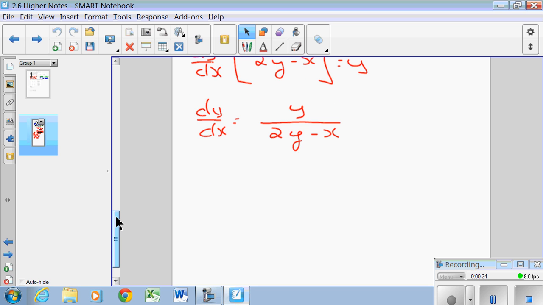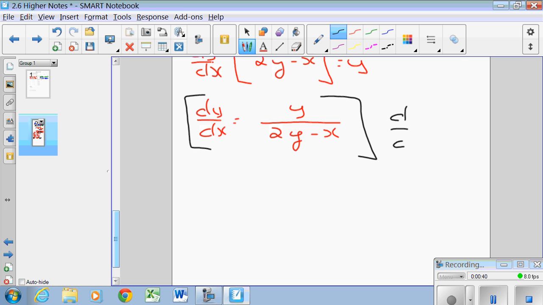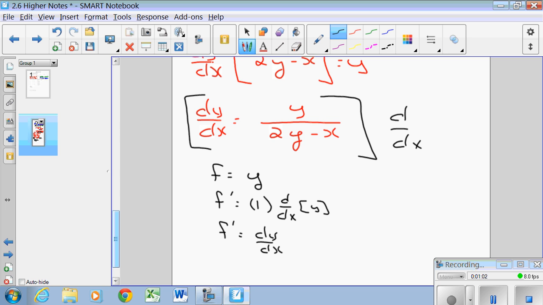Now for our second derivative, our idea is to take this whole expression and take another derivative of it, so we're going to have to use the quotient rule. The top function is y, so our derivative is going to be 1 times the derivative of y. In other words, our derivative of y is dy/dx, and that's intuitive because if you had y equals x squared, the next step was dy/dx equals 2x. So naturally, when you have a derivative of y, we should get dy/dx.